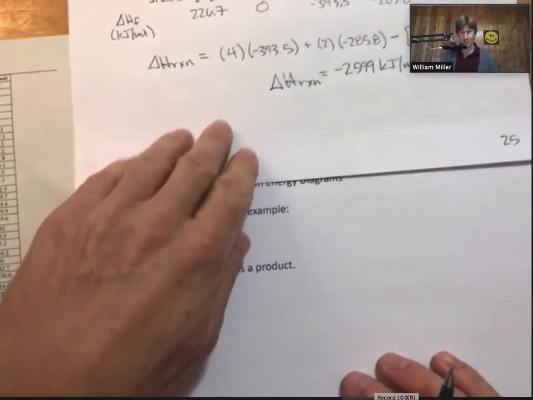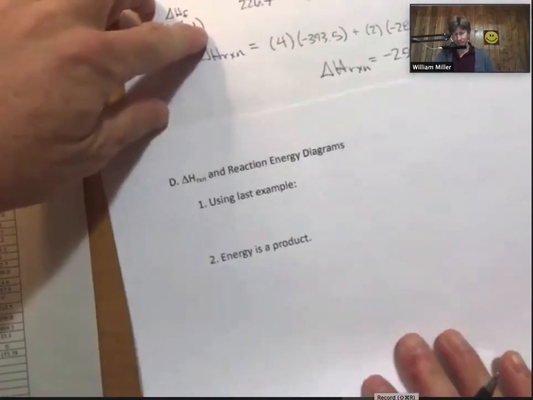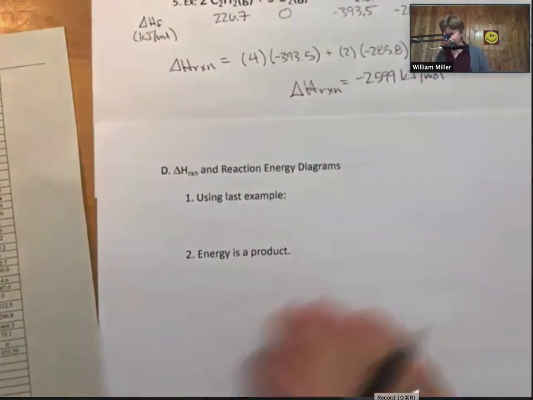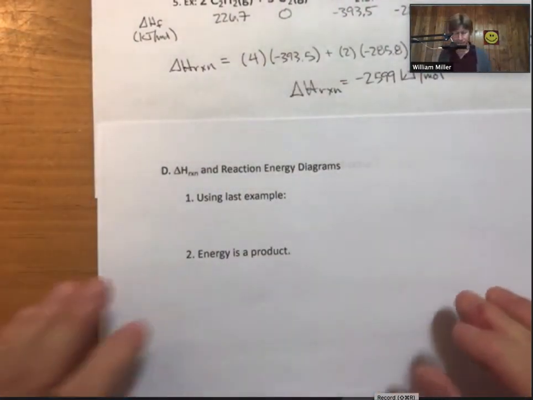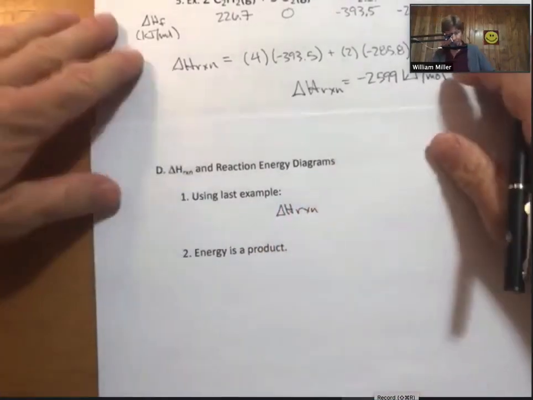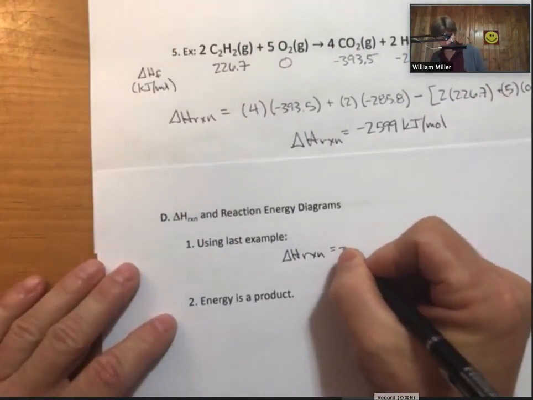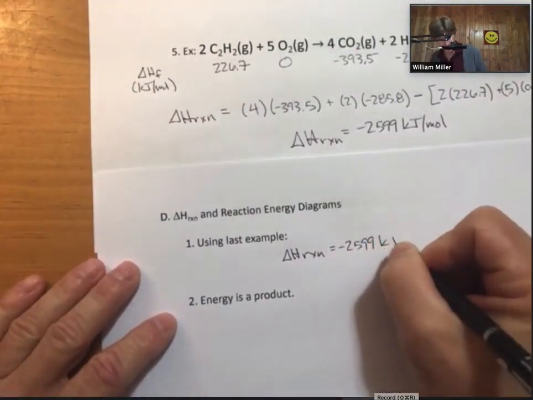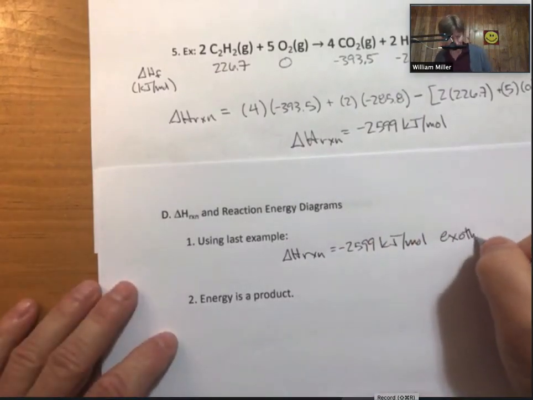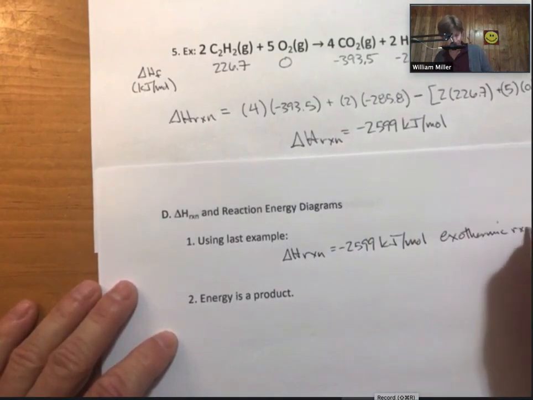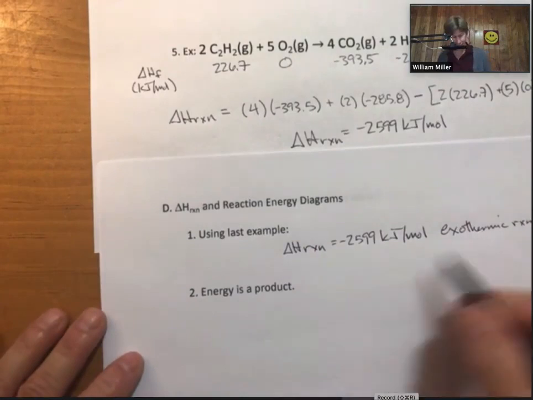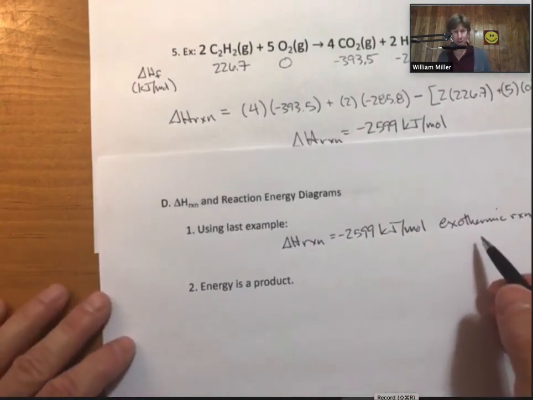Now, let's see if I can leave that up there. There we go. Now we're going to do what's called a reaction energy diagram, using the last example. Delta H reaction equals minus 2599 kilojoules per mole. This is a highly exothermic reaction. That means energy is given off. Energy is a product. That's also, for an exothermic reaction, another way of looking at it.